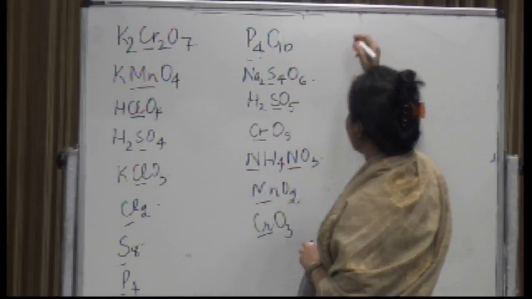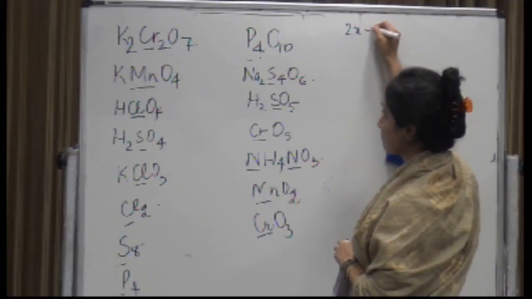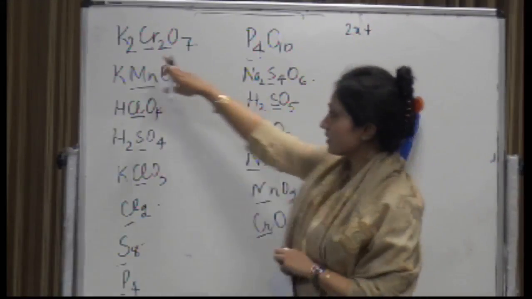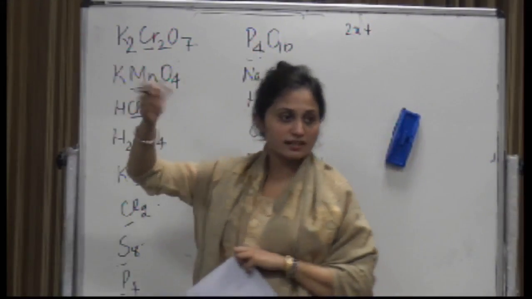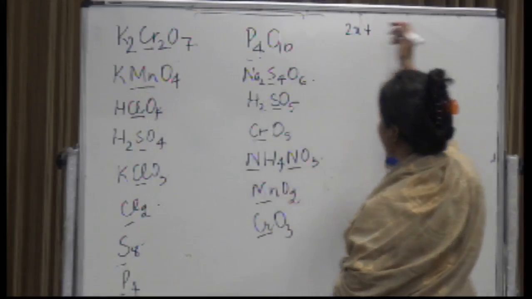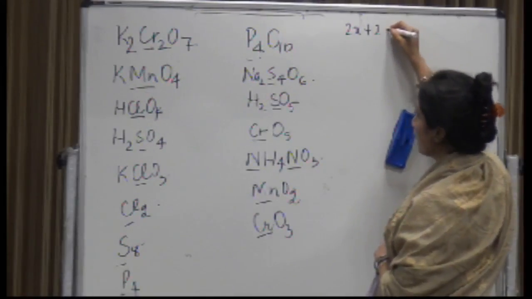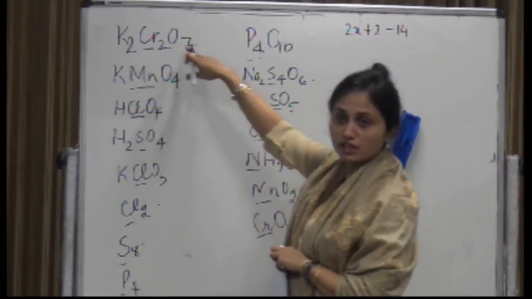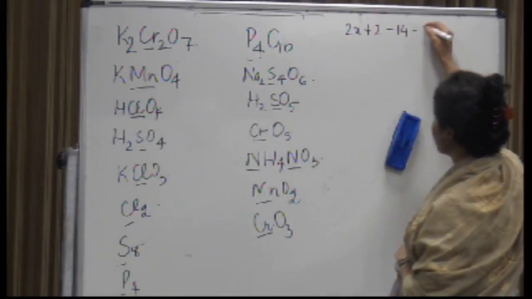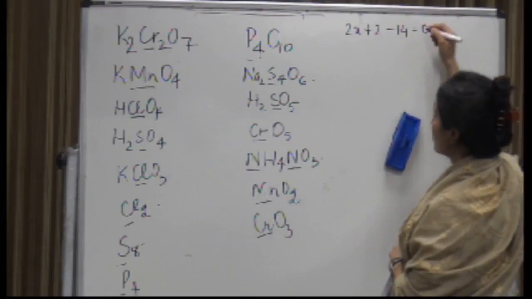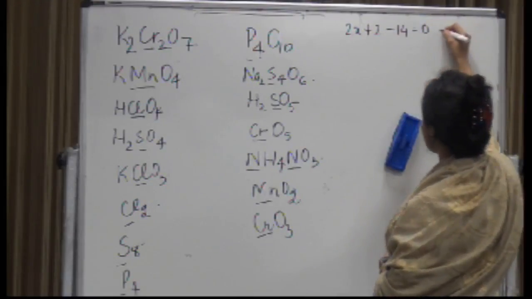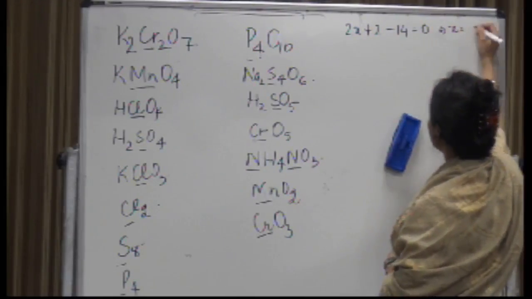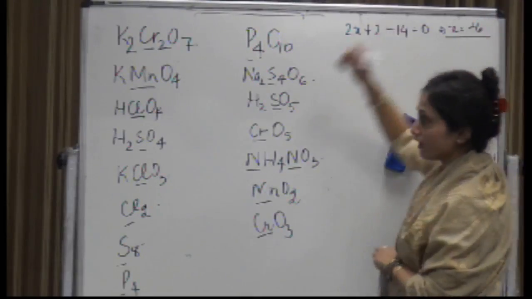K2Cr2O7. Just solving it. 2x plus... your Cr, take it to be x. Whichever is underlined, take it to be x. You know potassium belongs to the first group, so plus 2, minus 14. Why? Because 7 2s are 14. So it is minus 14, which will be equal to 0. So x will be equal to plus 6. You can easily find it out.